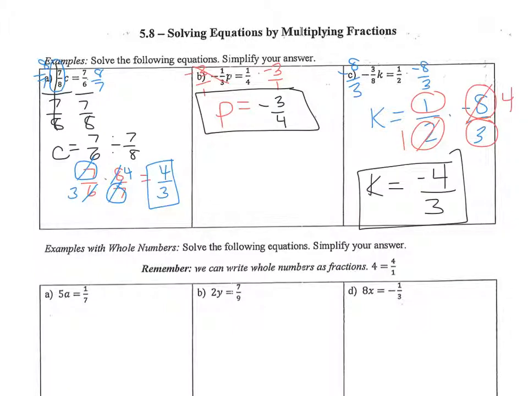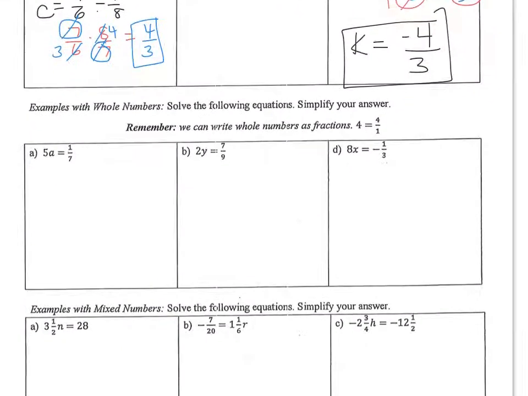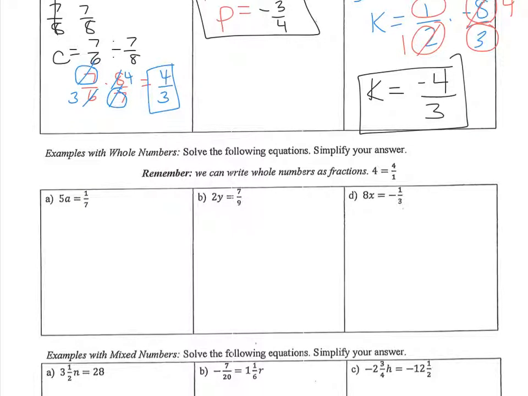Now down here you can do the same thing, except write your whole numbers as 5/1. So this is 5/1 times A equals 1/7. So the reciprocal of 5/1 is 1/5. So I multiply the left side by 1/5 and the right side by 1/5. These two cancel out. A equals, there's no common factors, so it's 1/35.